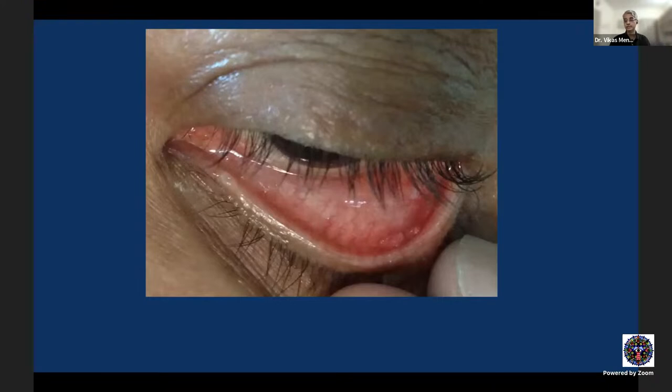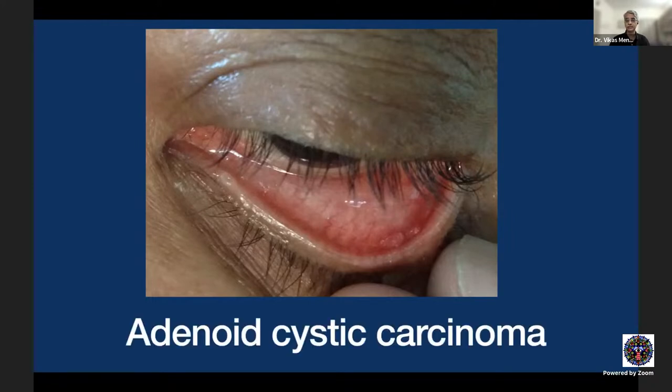So if there is a recurrent lesion in the eyelid, particularly on the same side, then one should investigate. And whatever you do, you should send the sample for histopathology. So I sent the sample for histopathology to see what is causing it, whether it was a recurrent chalazion only or something else. And to my surprise, it turned out to be adenoid cystic carcinoma.